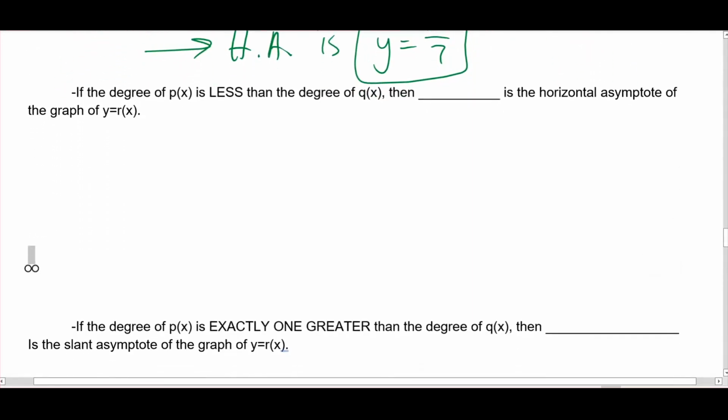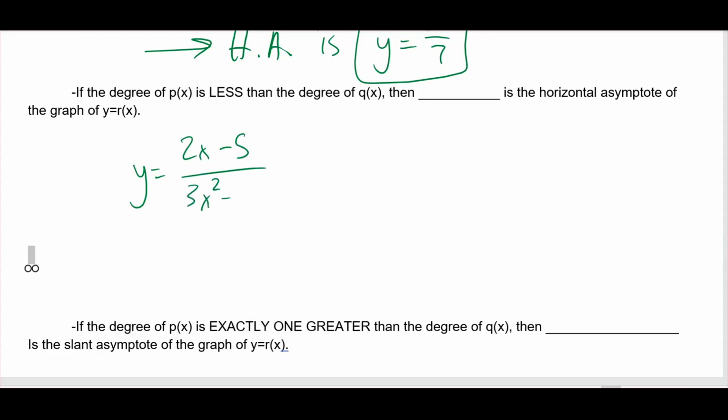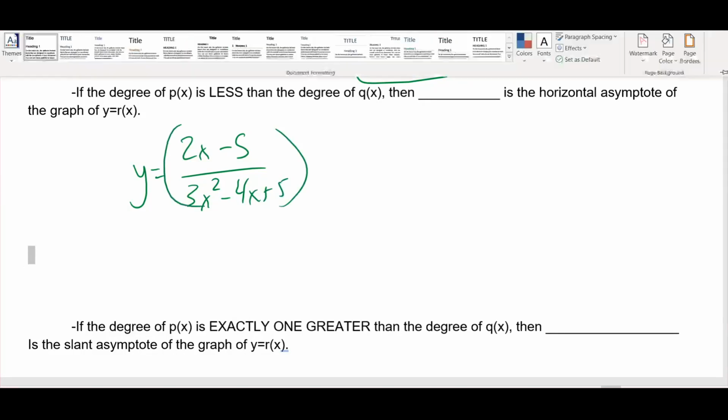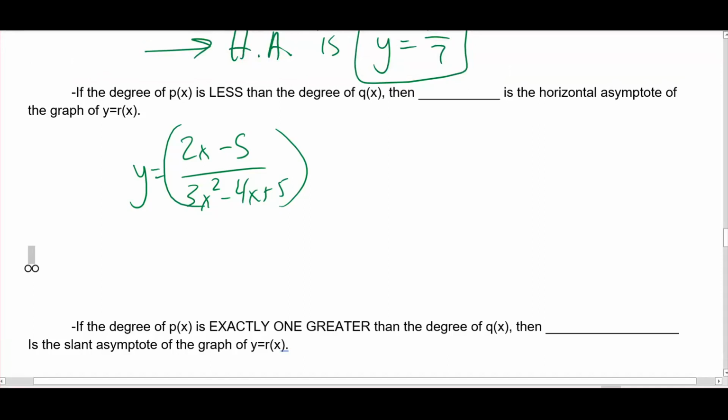Now we look at a case where the degree in the numerator is less than the degree in the denominator. So let's look at an easy example. So maybe y equals, I don't know, 2x minus 5 over 3x squared minus 4x plus 5. We can do the same thing. So if I took this and multiplied it by 1 over the highest power of x that appears, as a fraction, that's 1, right?